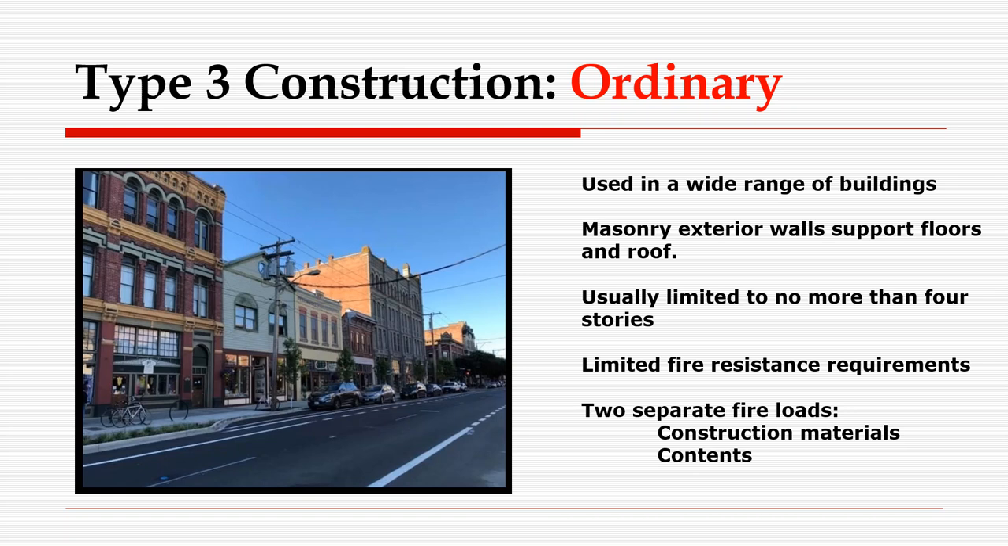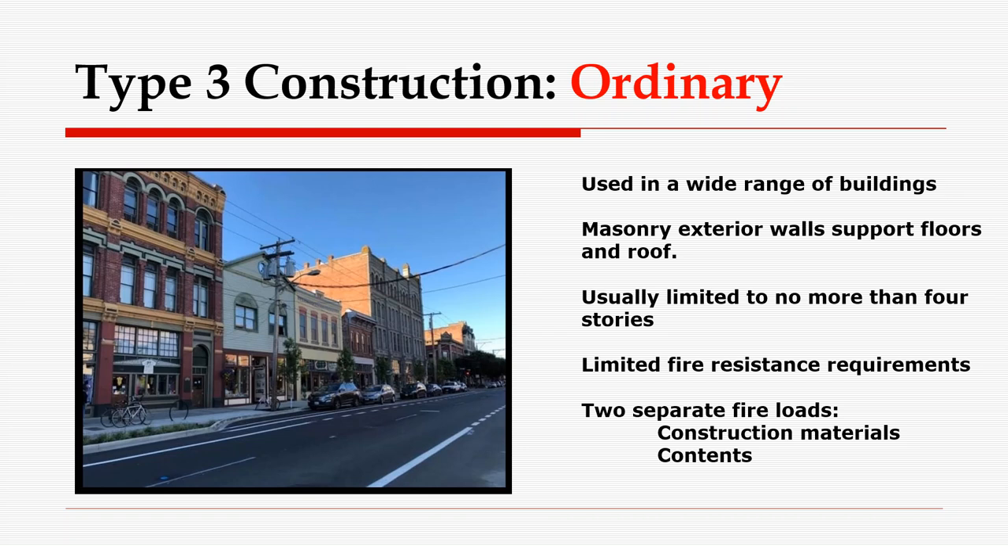Type 3 construction is ordinary. Per se, they call it ordinary construction. So it's another way to determine whether it's type 3, or you call it ordinary construction. The words are interchangeable. Used in a wide range of buildings. Think of Main Street, your main streets as you're driving through some of these old towns. Masonry exterior walls support floors and roof, usually limited to no more than 4 stories.